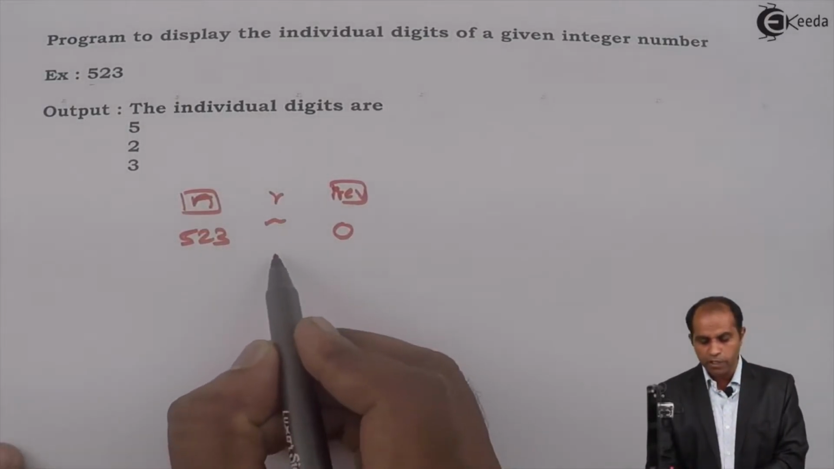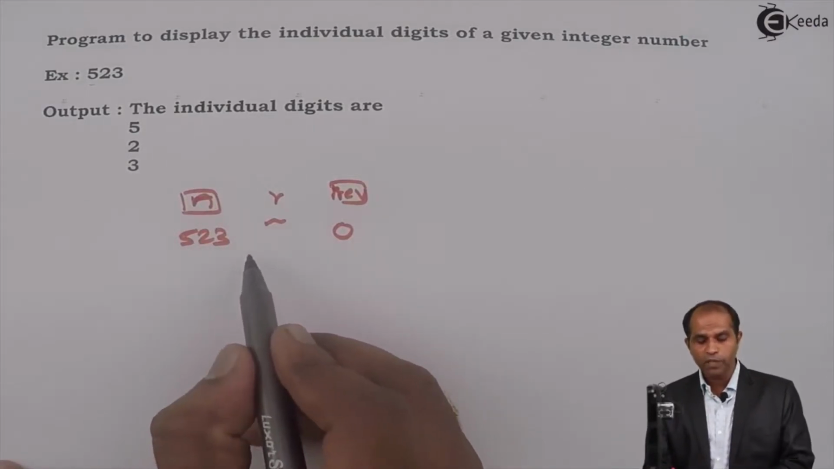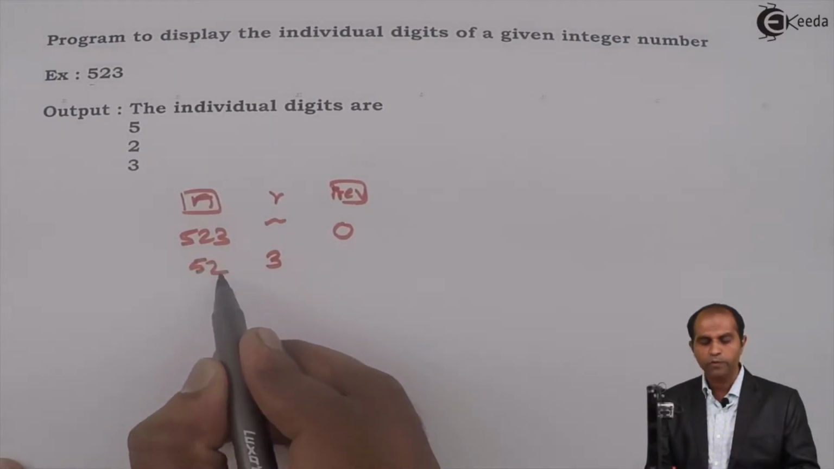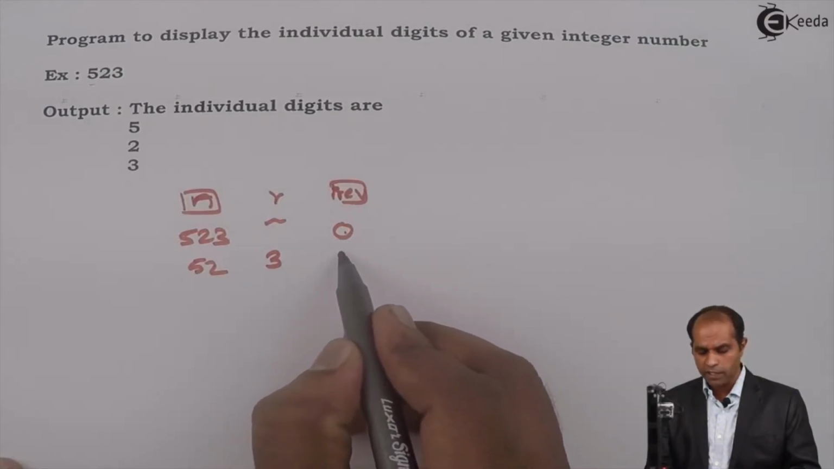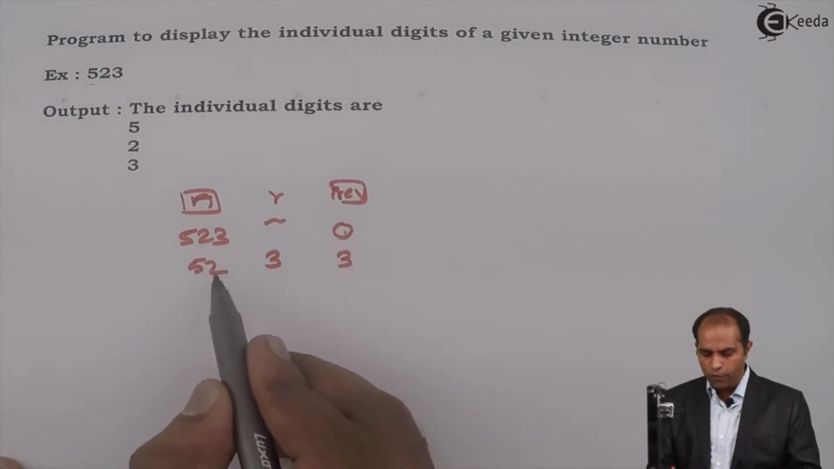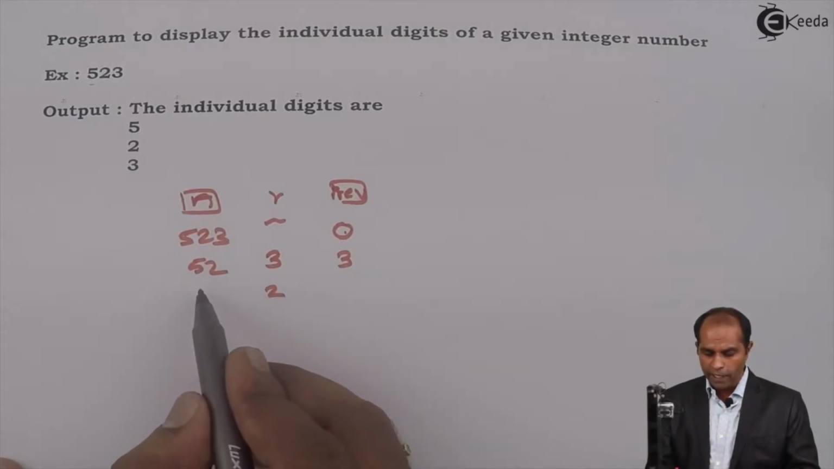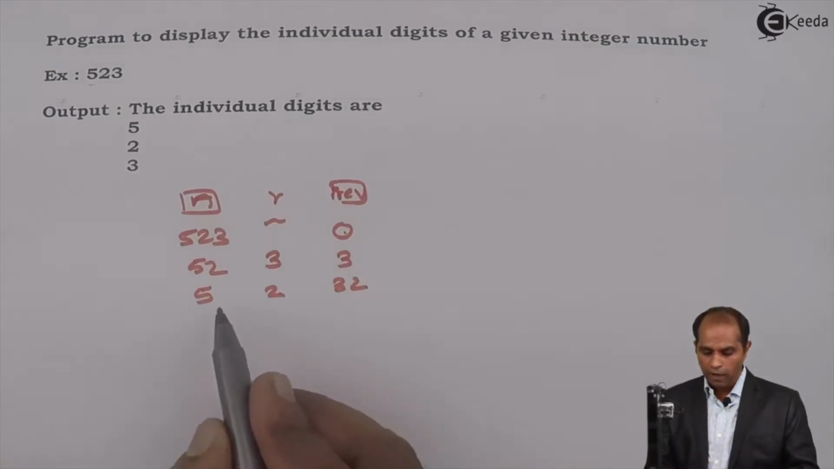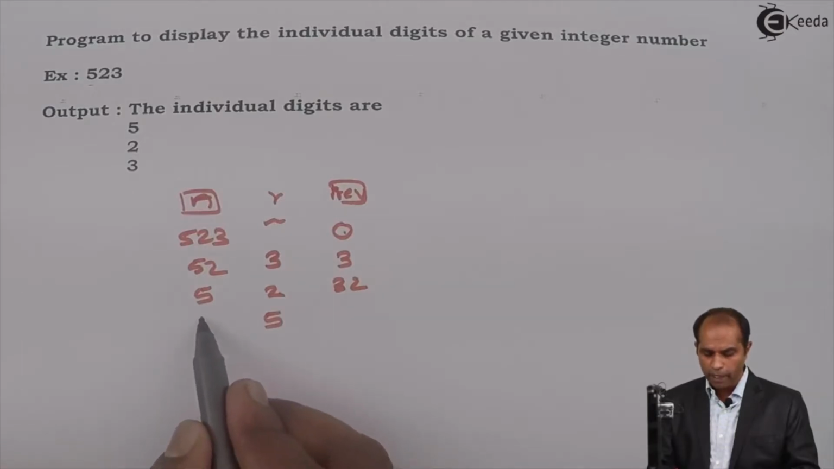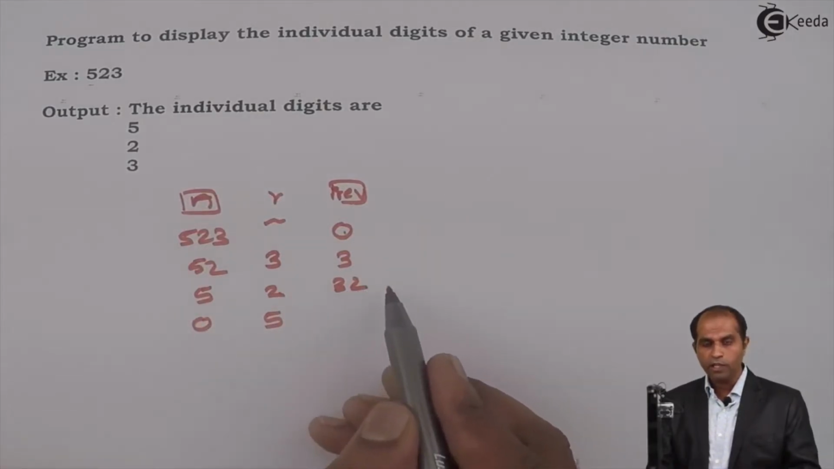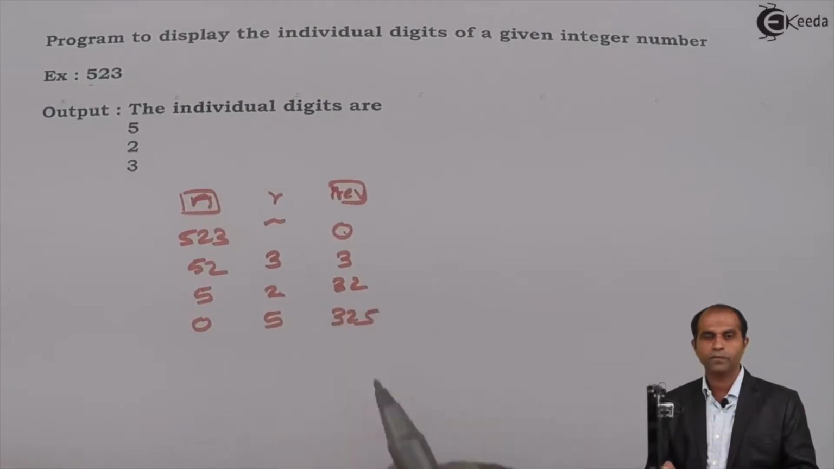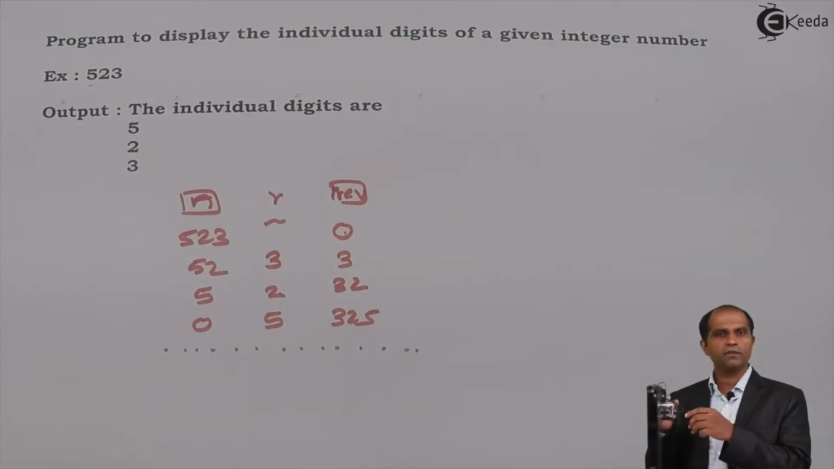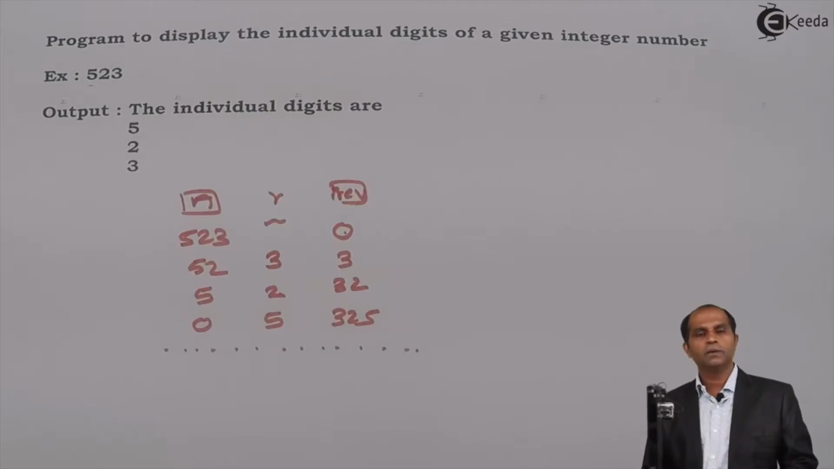So extract from 523 using mod 10, and do spell the results along with me. 523 mod 10 is 3, 523 by 10 is 52, 0 into 10 plus 3 is 3. After that, 52 mod 10 is 2, 52 by 10 is 5, 3 into 10 is 30 plus 2 is 32. After that, 5 mod 10 is 5, 5 by 10 is 0, 32 into 10 is 320 plus 5 is 325. So we have written a traditional while loop which works for extraction of the digits and storing them in reverse order using the previous concept itself.